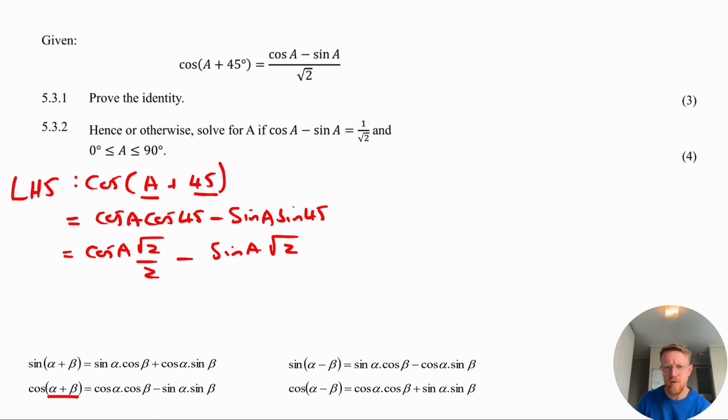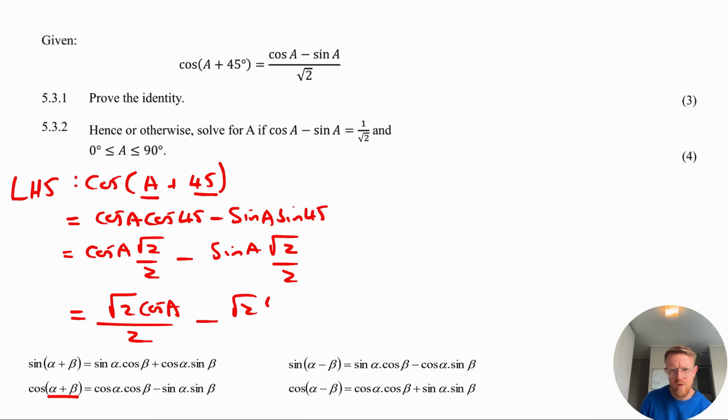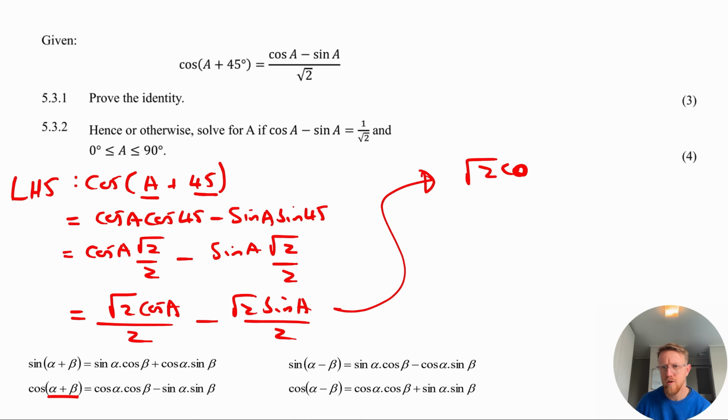Sin 45 is also square root 2 over 2. Now, let's just see how we can write this a little bit better. We now have a common denominator, because you can think of this as 2 square root 2 cos A, which is that part there, I just switched the order, over 2 minus square root 2 sin A over 2. Now, that will just be square root 2 cos A minus square root 2 sine A over 2.